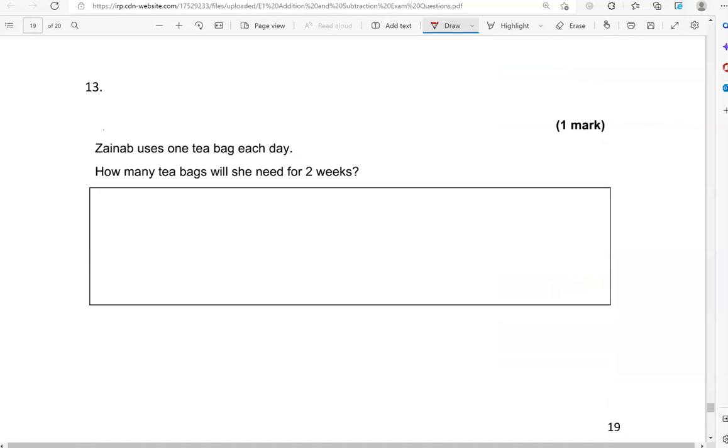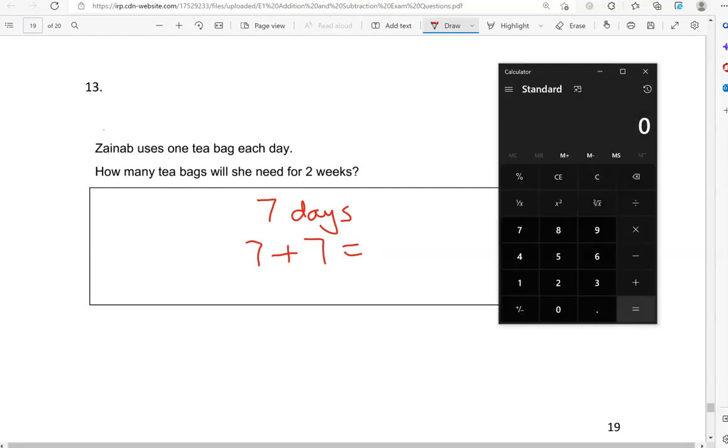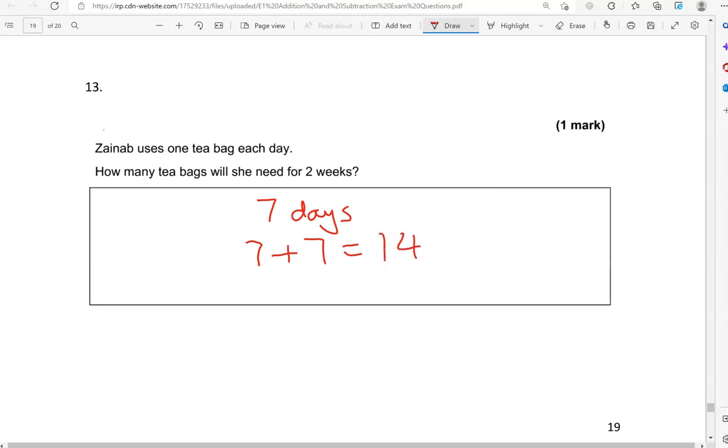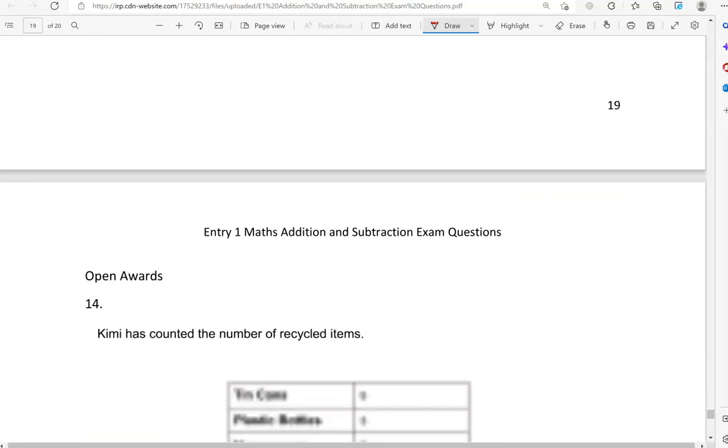Zainab uses 1 tea bag each day. How many tea bags will she need for 2 weeks? In 1 week, there are 7 days. In 2 weeks, it will be 7 add 7, which is 14. As she uses 1 tea bag each day, that's going to be 14 tea bags for the 2 weeks.